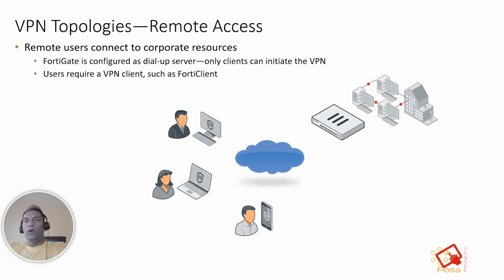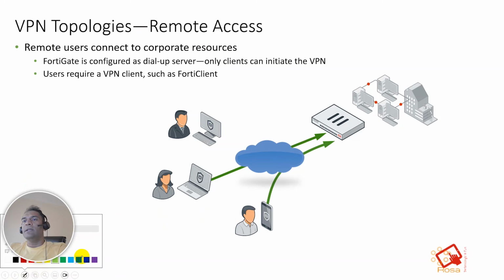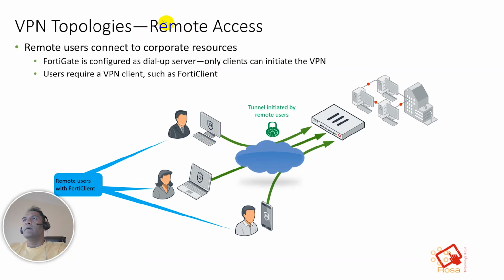Now, what we are focused on in today's video is the remote access VPN. IPsec Remote Access VPN. Remote users connect to corporate resources. Fortigate is configured as a dial-up server. Only clients can initiate the VPN. Users require a VPN client such as FortiClient.